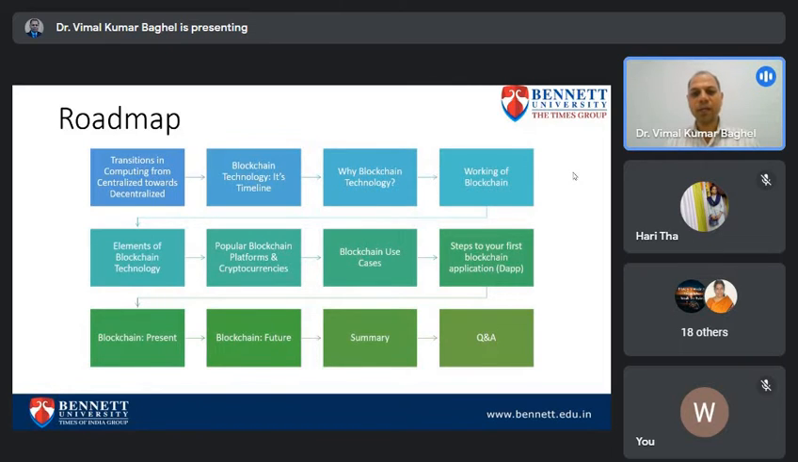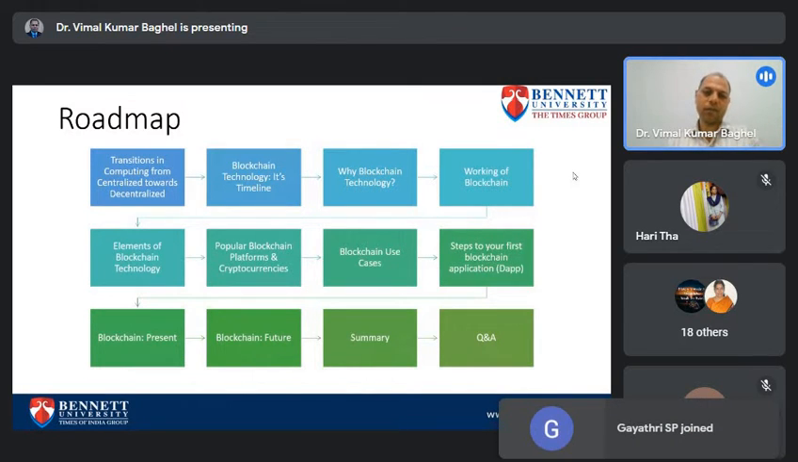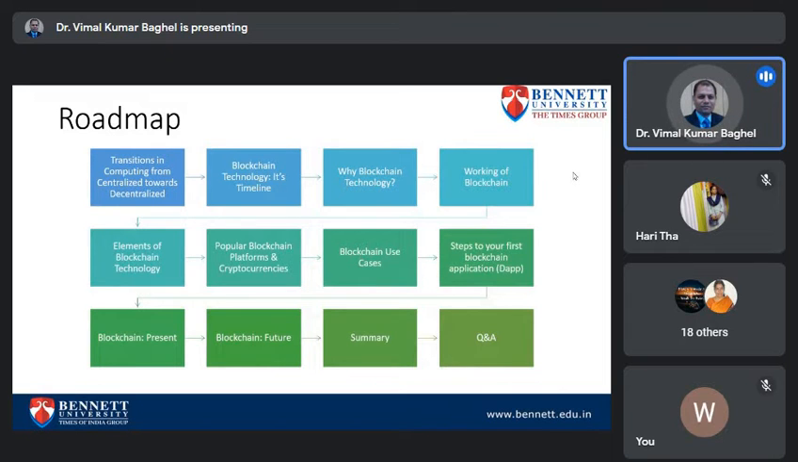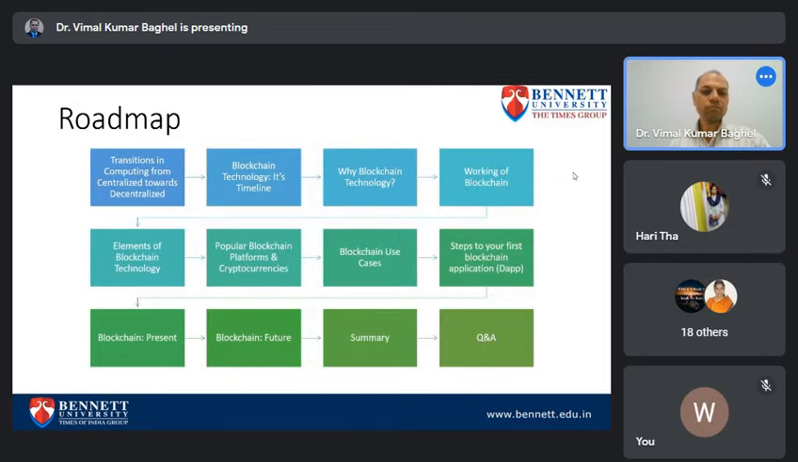We'll discuss smart contracts and how a smart contract works inside the blockchain, and the different tools and technologies in the blockchain space which developers are supposed to use for developing their decentralized applications, that is DApps. I'll also discuss the typical steps required to deploy your decentralized application. And then in the end, we will have a Q&A session, and I'll welcome your questions at the end.